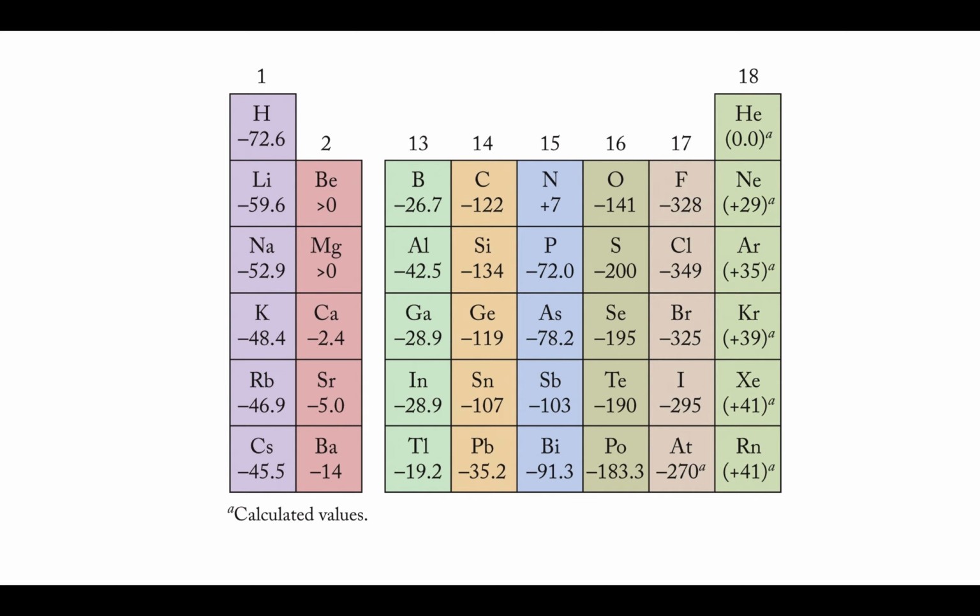Also consistently having values that are positive are the noble gases, because the noble gases don't have any motivation to accept an electron. There is no energetic benefit. In fact, there's an energetic penalty because they are already in noble gas configuration.